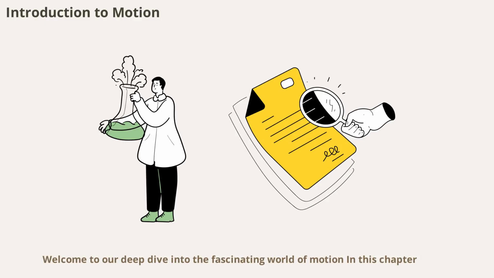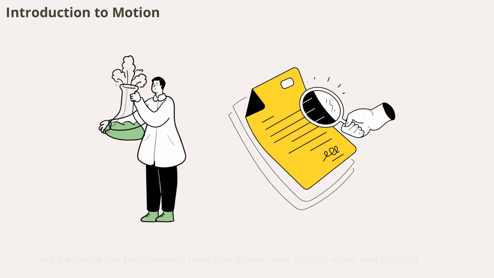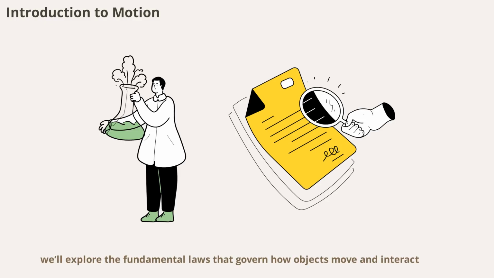Welcome to our deep dive into the fascinating world of motion. In this chapter, we'll explore the fundamental laws that govern how objects move and interact. From Newton's groundbreaking principles to the everyday forces we encounter, understanding these concepts is crucial for anyone interested in physics or engineering. We'll start by laying the foundation with Newton's first law, then build up to more complex ideas like momentum, friction, and equilibrium. By the end, you'll see how these laws explain everything from a rolling ball to a rocket launch. Let's begin our journey into the laws of motion.